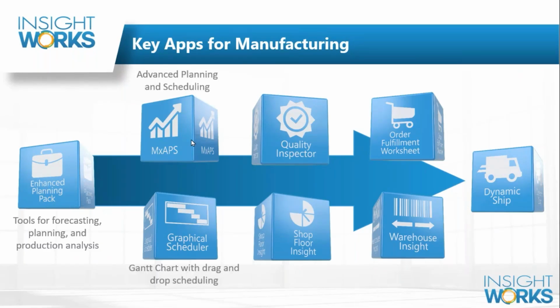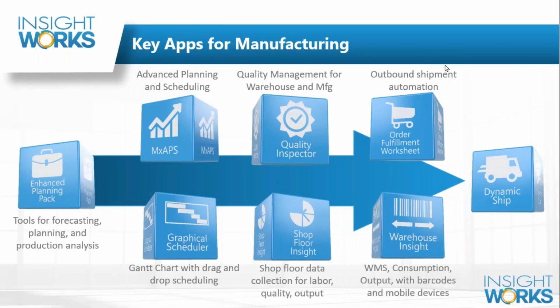We then schedule it either with our automated scheduling or the graphical scheduler, which is free. We schedule it, then we execute it. We have quality inspector, we have safety logbook, we have shop floor insight. That's all, once we've got that production on the shop floor, we're managing it through these tools. And then once it's done, we get it out the door. I'm not going to get into these in detail, but the ability to automate fulfillment and barcode scanning and shipping.